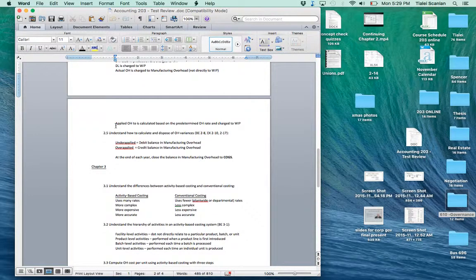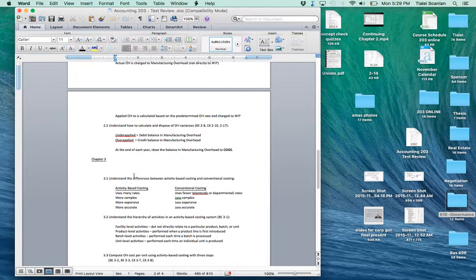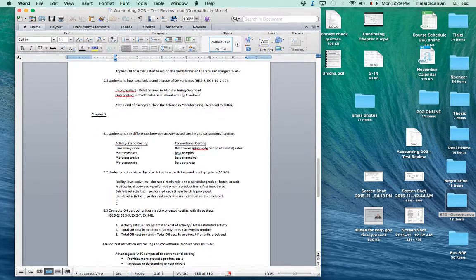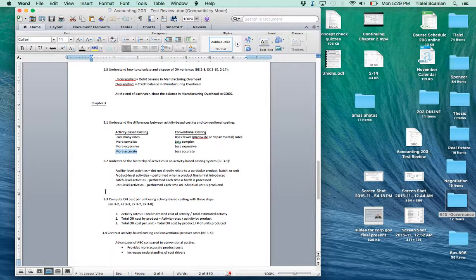For Chapter 3, what I want to emphasize, so for sure there's going to be maybe one or two questions on the exam about activity-based costing, how they're going to use multiple rates. They're more complex, they're more expensive, but they're more accurate. So a manager will want to implement this because it's more accurate. He knows exactly how much his product is going to cost him, but it's going to cost him a little bit to implement it, and it's complex, but it's very accurate. So remember those for the exam.